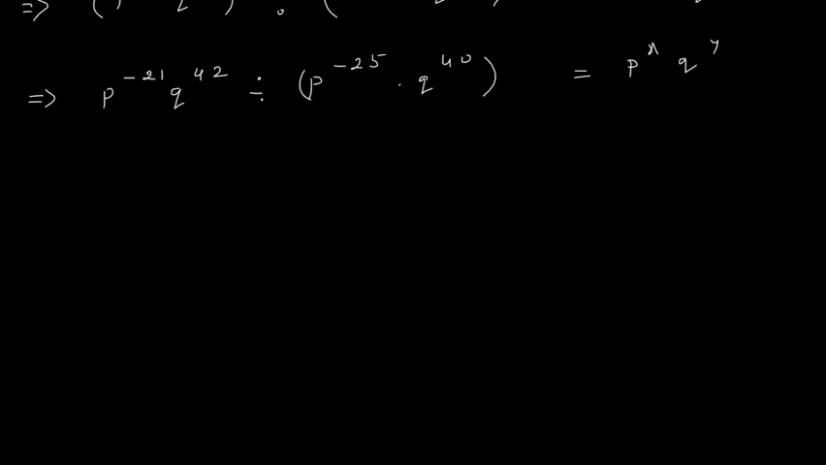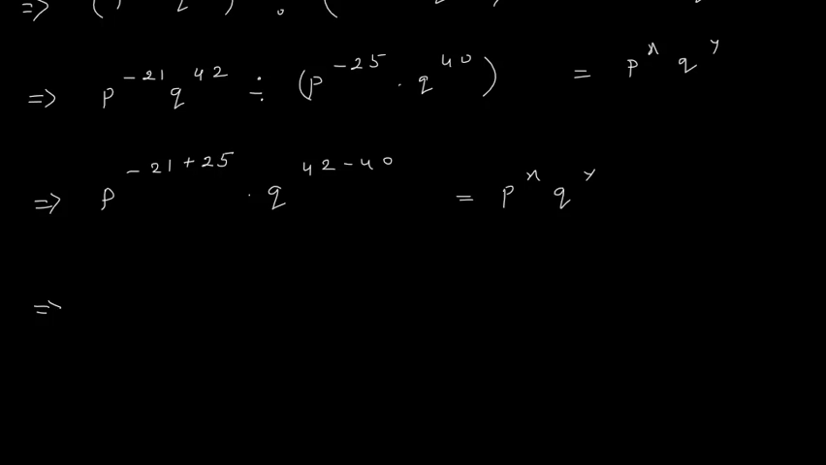Now when there is a division sign, we subtract. So this implies that now p power minus 21, and I will subtract this minus 25, so it will become plus 25 into q power 42, and I will subtract this 40. So this is equals to p power x into q power y.